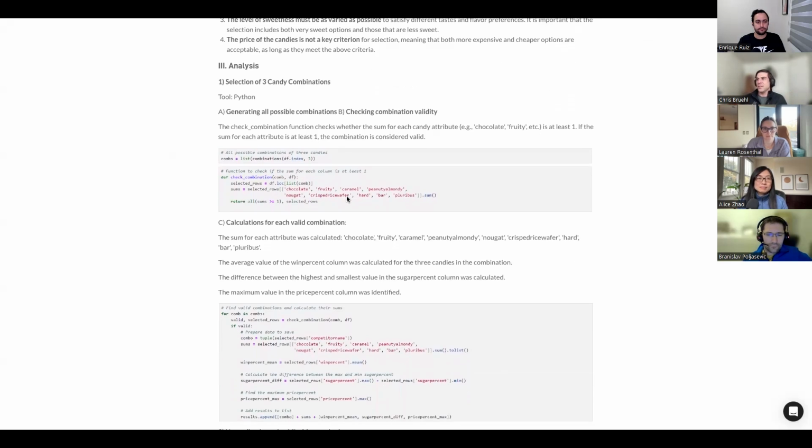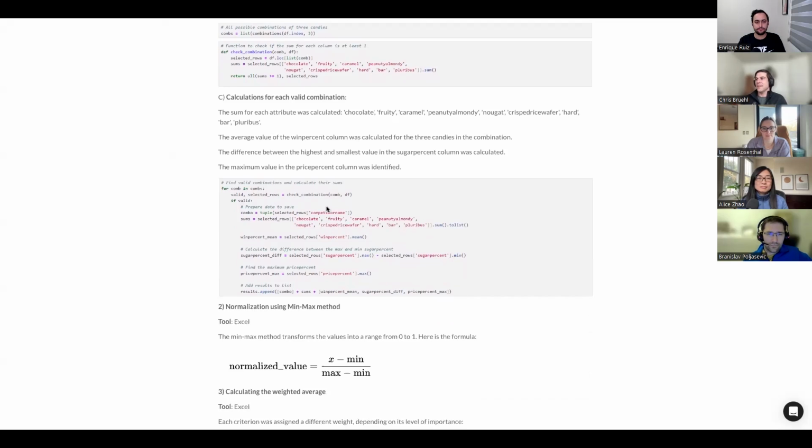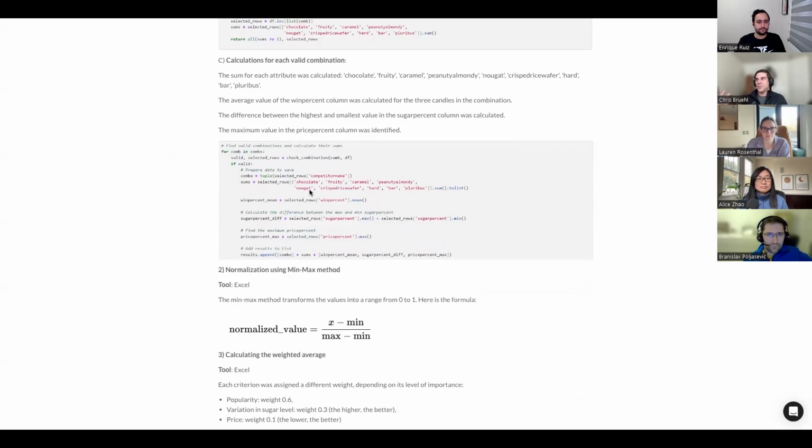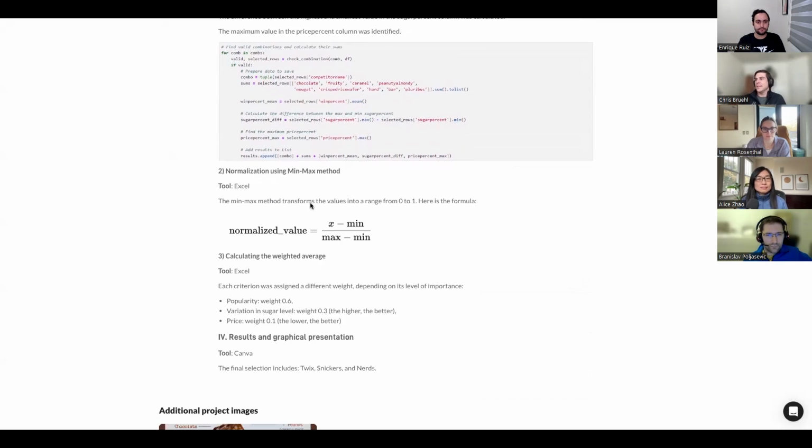So I like that she included her Python code, just really nice, simple Python functions, but she looked for groups of candies that hit all 9 of these boxes. We saw these in other presentations: chocolate, fruity, caramel, peanut or nutty, nougat, etc. And then from there, once she got rid of the combinations that didn't satisfy all of those taste profiles, she calculated the average popularity, the sugar content of each candy, as well as the price. And then she created the standardized score in Excel. So a nice combination of using Python and Excel here.